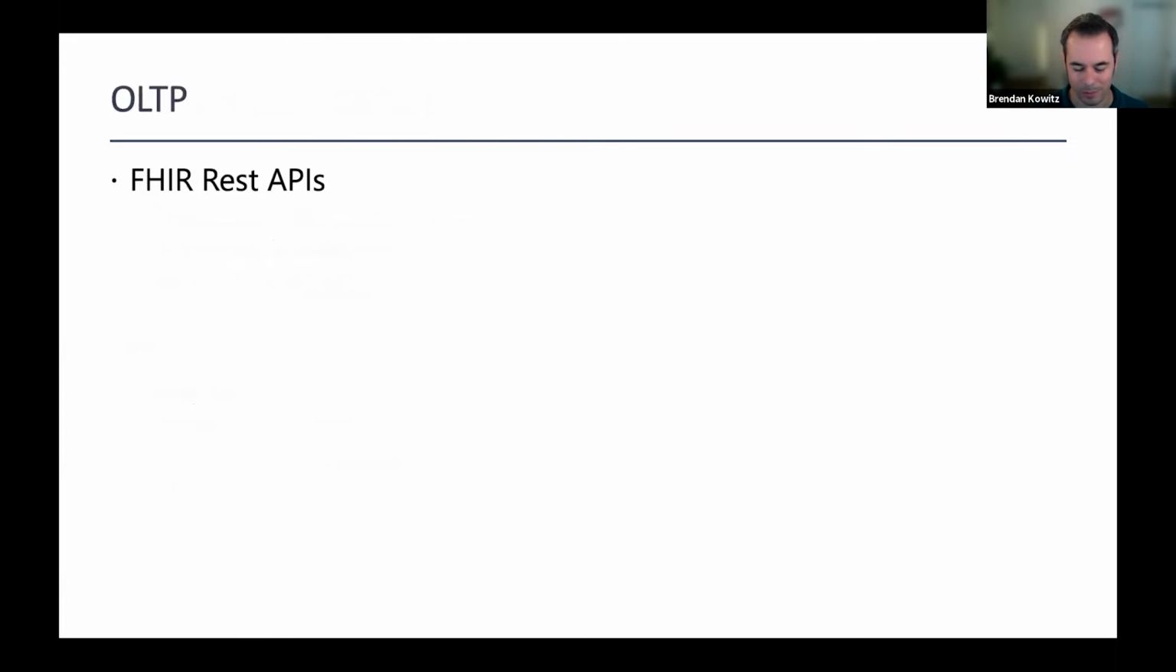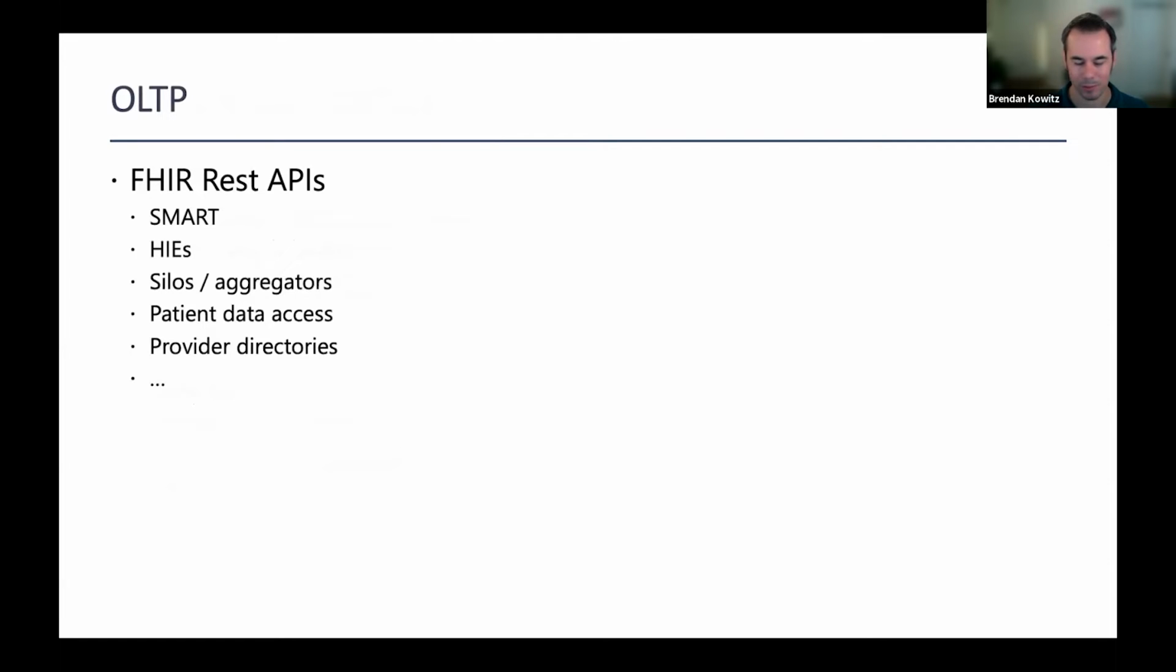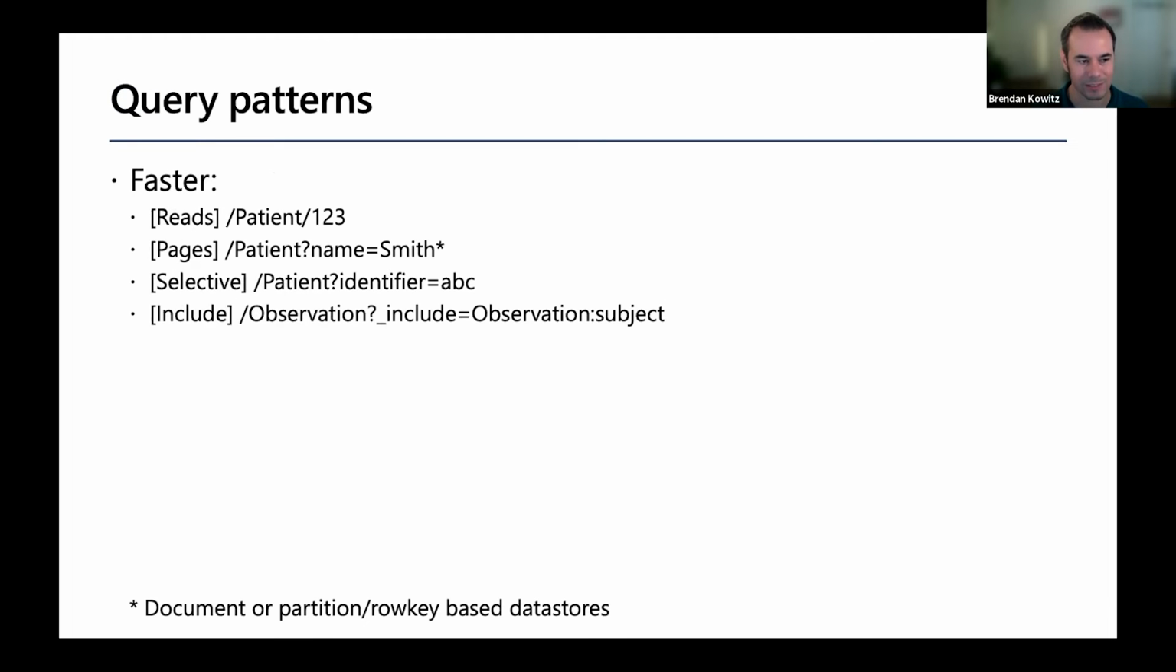So I'm going to drill into this a little bit more. What uses the OLTP? Primarily, I would say this solution is the FHIR REST APIs. And there's a bunch of applications that fit into this. So applications using SMART, health information exchanges, silos and aggregators can use this. Should have put an asterisk there. Patient data access APIs, provider directories, the list goes on. So anytime you are looking for an online REST API, this by design is your go-to.